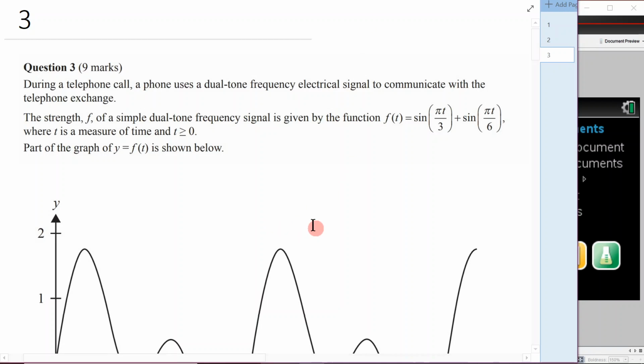We are going through question 3, which says, during a telephone call, a phone uses a dual-tone frequency electrical signal to communicate with the telephone exchange. The strength f of a simple dual-tone frequency signal is given by the function, this right here, where t is a measure of time and t is greater than or equal to 0. Part of the graph of y equals f of t is shown below.